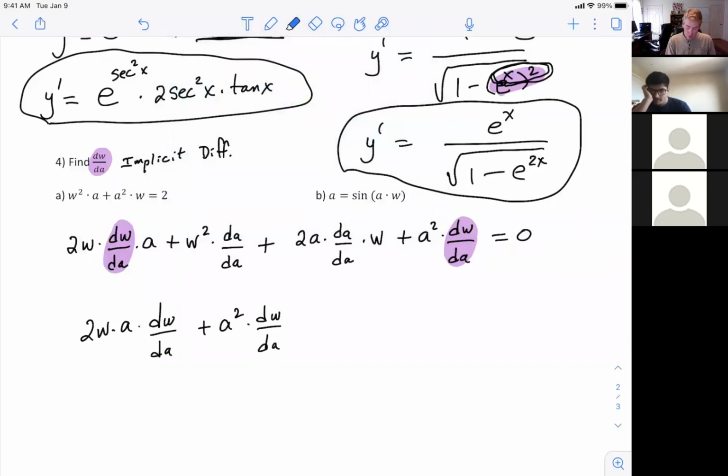And then for those terms that don't have the dW dA, subtract them and put them over on the right side. Now this one, dA over dA is just a 1. So that means that this one really just equals W squared. So subtract W squared from both sides. And this one, the dAs can cancel, so it just leaves 2AW. So subtract 2AW from both sides.